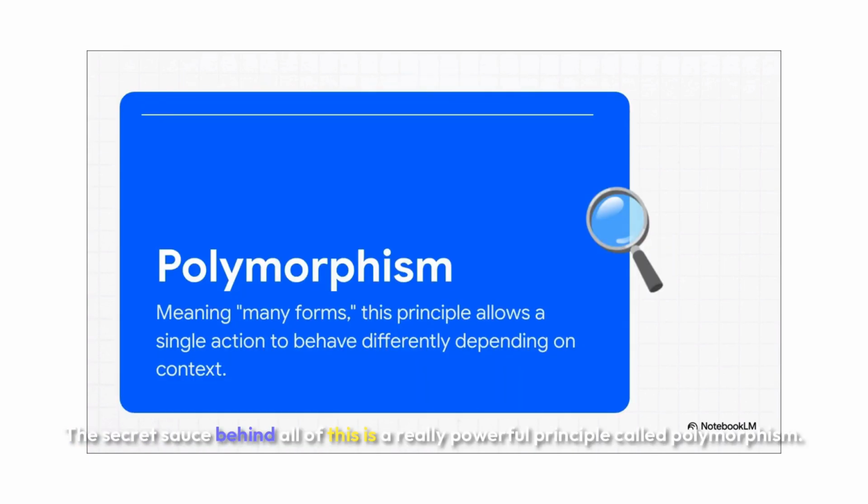The secret sauce behind all of this is a really powerful principle called polymorphism. I know, it's a big word, but it comes from Greek and it literally just means many forms. In the world of programming, it's basically the magic that lets a single name or action behave differently depending on the situation. It's the foundational idea that makes our add command so flexible.